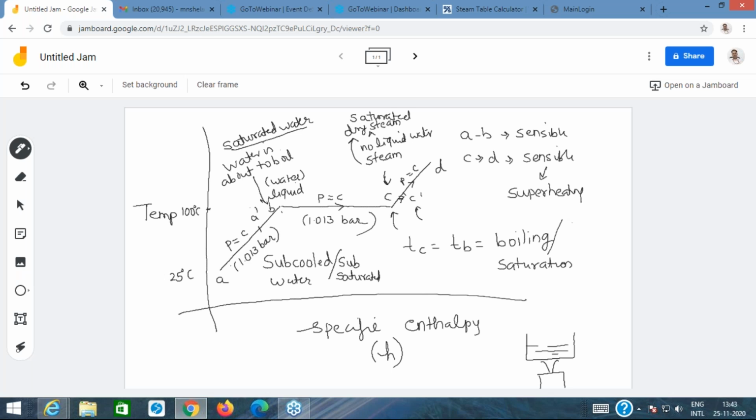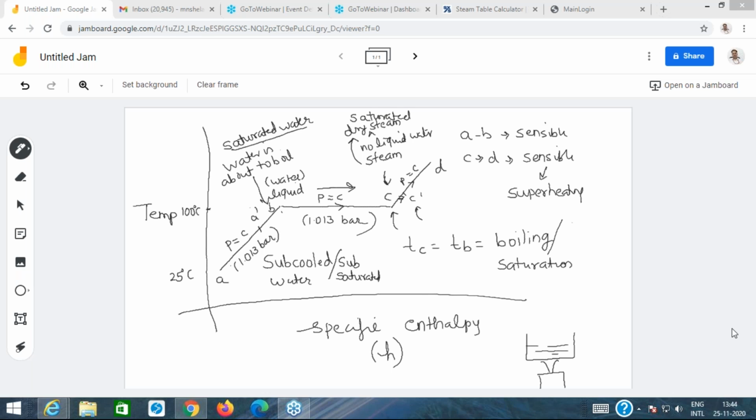Okay, suppose you cool the dry saturated steam. What would happen? Any answers? If you cool the dry saturated steam, what would happen? Acha. In other words, if I am saying B to C, what is the process B to C? Boiling. Correct. Sharvari is correct. Right. Jay, you are right.